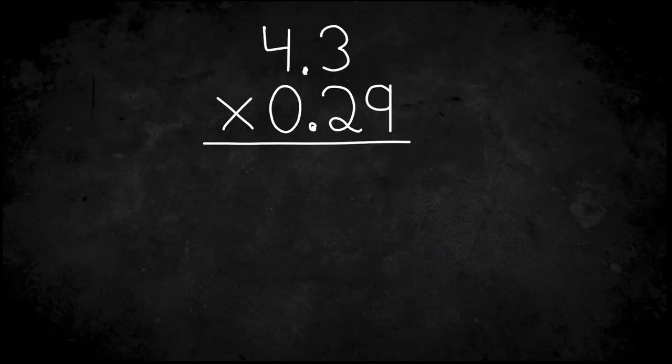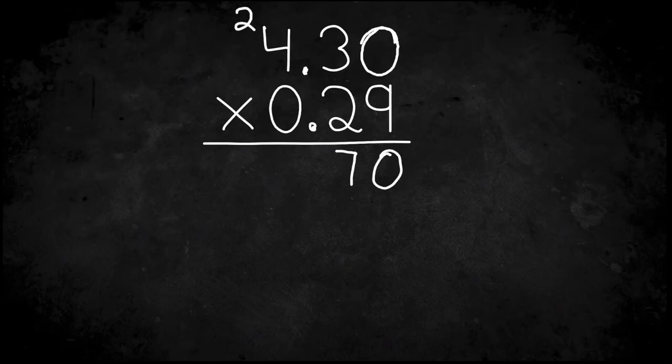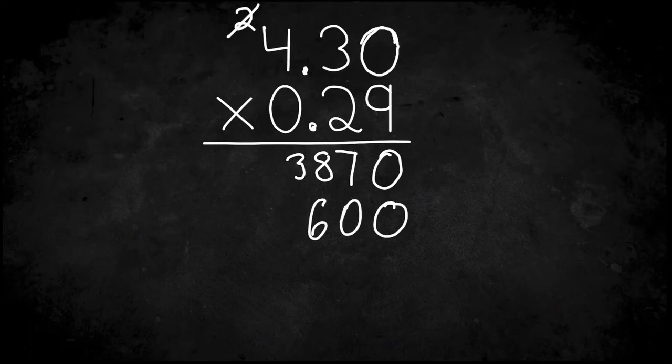Now for our last problem, we need to multiply 4.3 times 0.29. First, we are going to put a 0 here just to even it out, right? Now let's multiply. So 9 times 0 is 0. 9 times 3 is 27. We carry the 2. 9 times 4 is 36, plus 2 is 38. We put a 0 here. 2 times 0 is 0. 2 times 3 is 6. And 2 times 4 is 8.